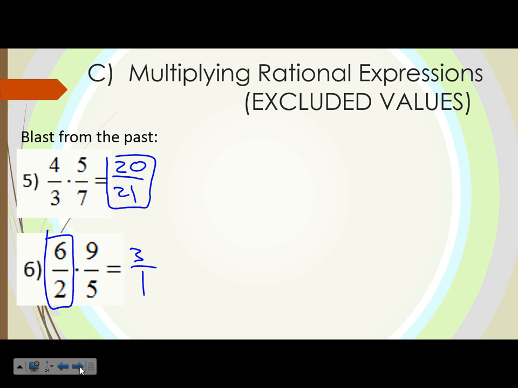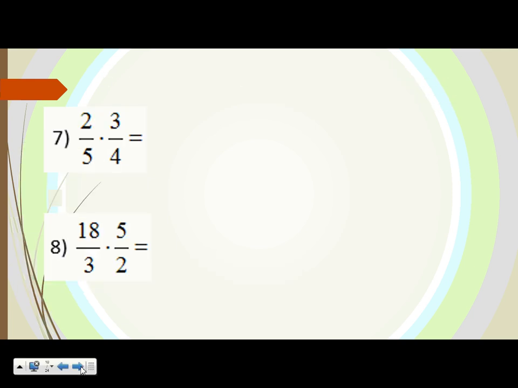3 over 1. Take that times 9 over 5. You get the same thing. 3 times 9 is 27. 1 times 5 is 5. And that's the same thing you would have gotten if you would have reduced. So if you would have had 54 over 10, if you divided them both by 2, you get that 27 over 5. So that's one of the things we're going to be working on, reducing stuff before we multiply, because that'll definitely help you out.